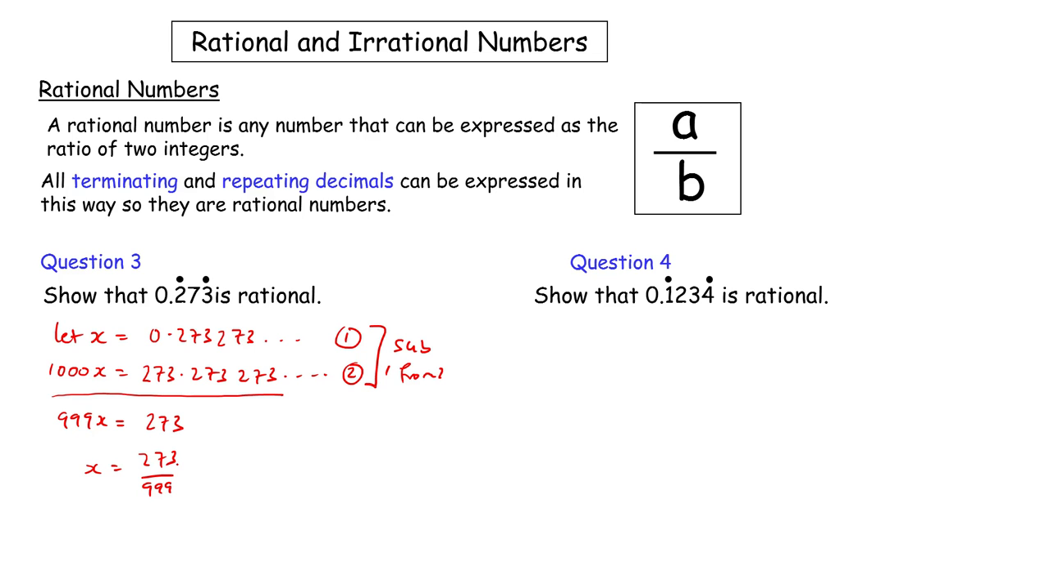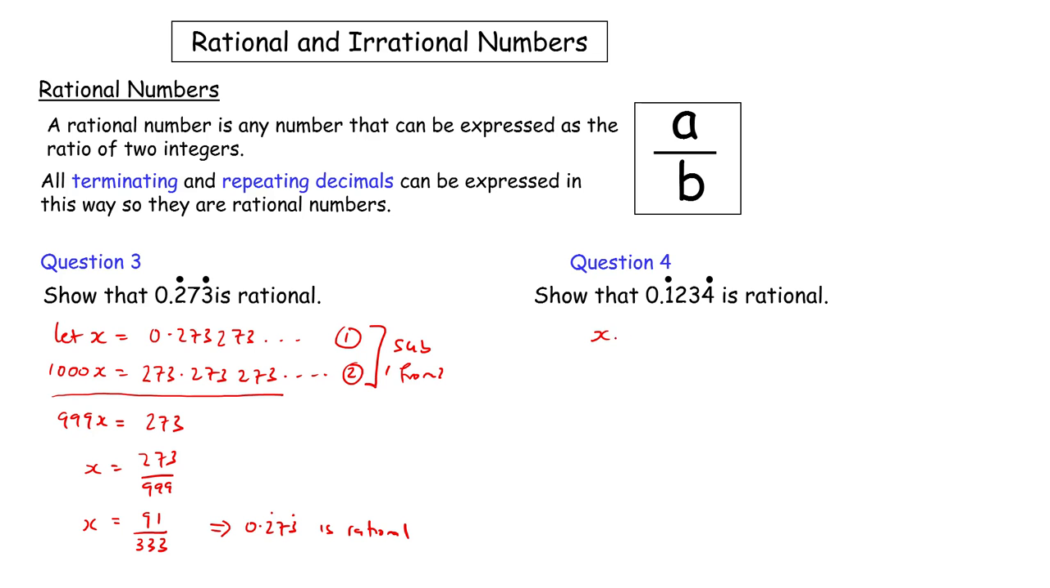2 plus 7 is 9 plus 3 is 12. So that's the 3 times table. So let's see. 3 goes into 27 9 times, so 91 divided by 3 goes here, 3. So x is equal to 91 over 333, which is a fraction. This implies then that 0.273 is rational. Question number 4.